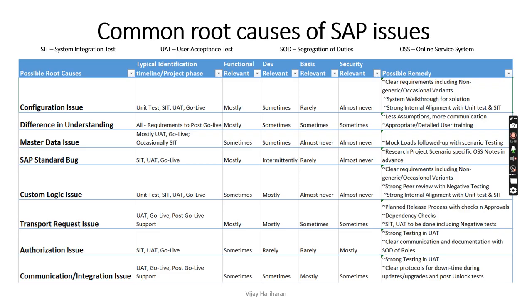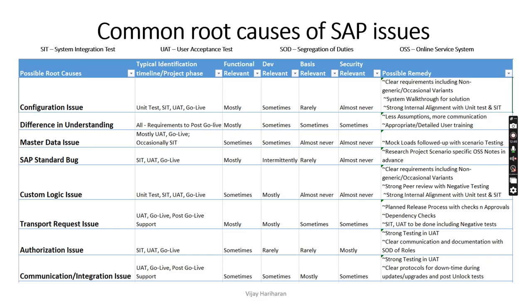Possible remedy, a little similar to the configuration issue. You need clear requirements including non-generic and occasional variants. Strong peer review with negative testing. We already discussed the negative testing, and it's always advisable that somebody else from your team tests your code or program, because typically for us our code is the best and will work in all scenarios, but when somebody else tests it, things get revealed.